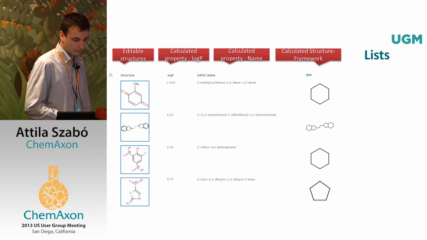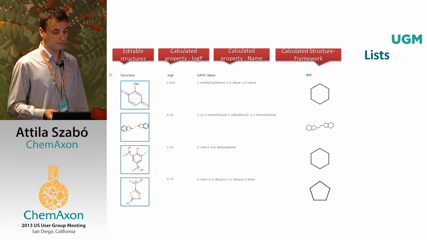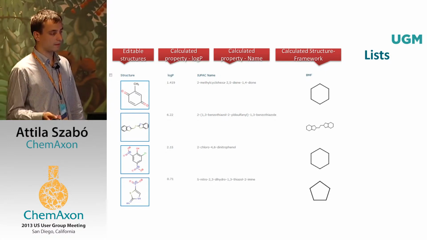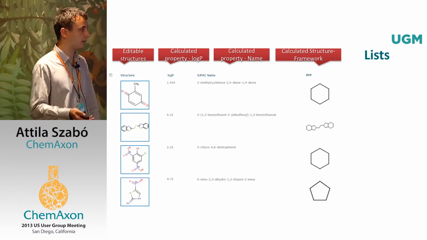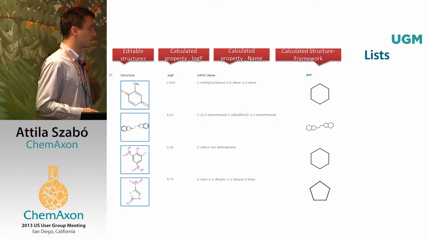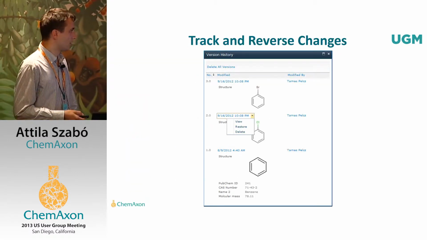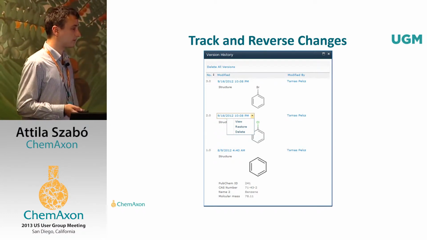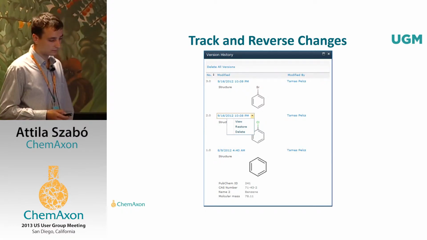And one use case idea here is that these lists could be shared, and SharePoint comes with fine-grained security administration, which means you could share with a CRO the structures that you want to be synthesized by them. SharePoint lists have a versioning system, which means if you edit the structures, for instance, you can track and reverse these changes anytime.